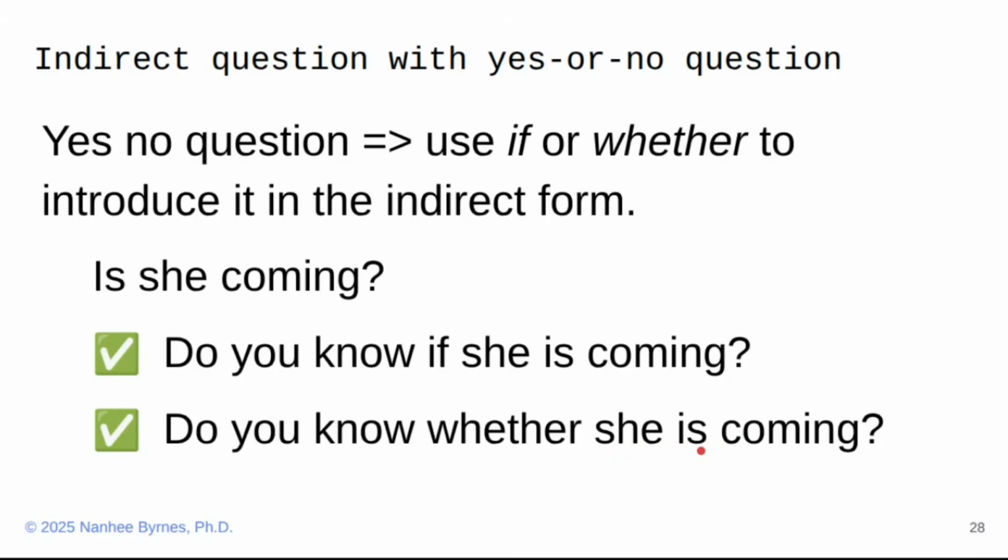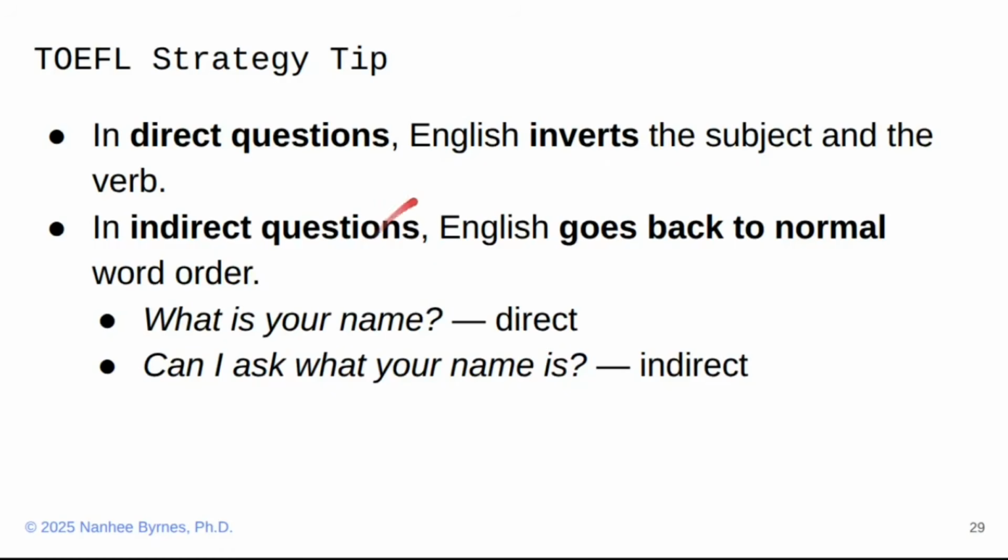In direct questions, English inverts the subject and the verb. In indirect questions, English returns to normal order. That's why we say, what is your name, in a direct question, but, can I ask what your name is, in an indirect one? Same meaning, different structure.